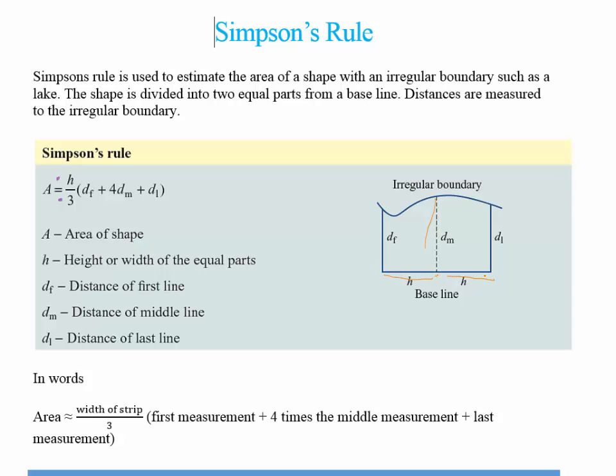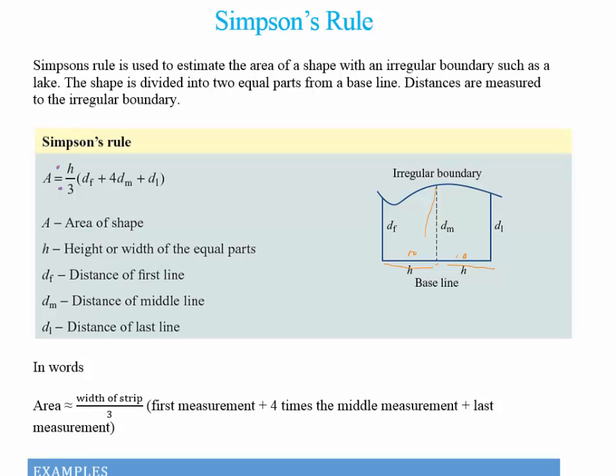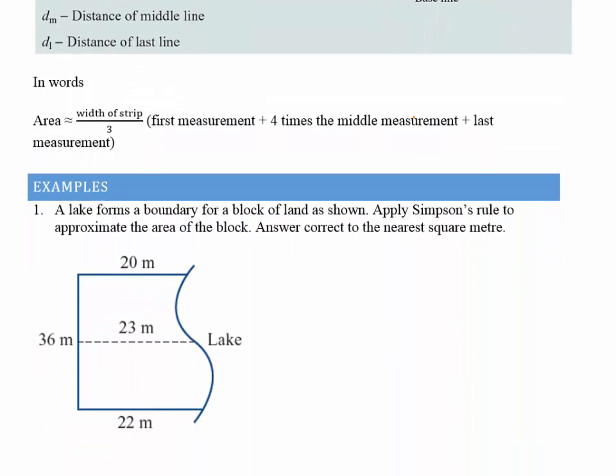So say this was 20 metres, we might divide it into 10 metre parts. And df is the distance of the first boundary. dm is the distance of the middle boundary, m for middle, and dl is the distance of the last boundary. So what I like to think about in terms of words: the area is approximately equal to the width of the strip divided by 3, the first measurement, plus 4 times the middle measurement, plus the last measurement.